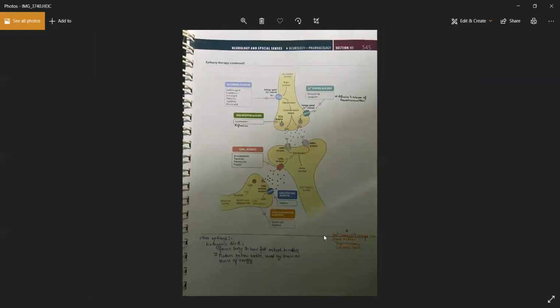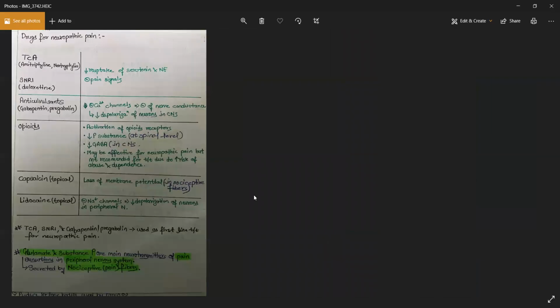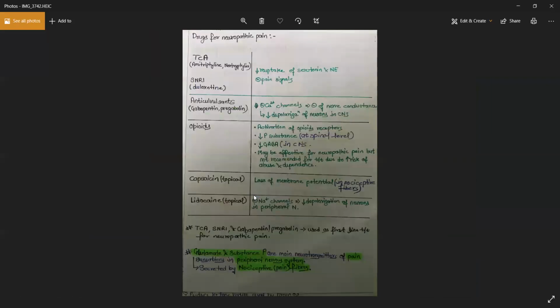Then you have the drugs for neuropathic pain. Let's discuss them. First, you have the tricyclic antidepressants like amitriptyline and nortriptyline. You have the SNRIs like duloxetine, and they will decrease the reuptake of serotonin and norepinephrine, and as a result, it will inhibit the pain signals.